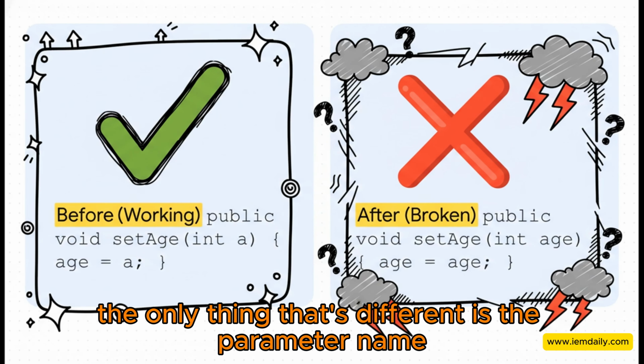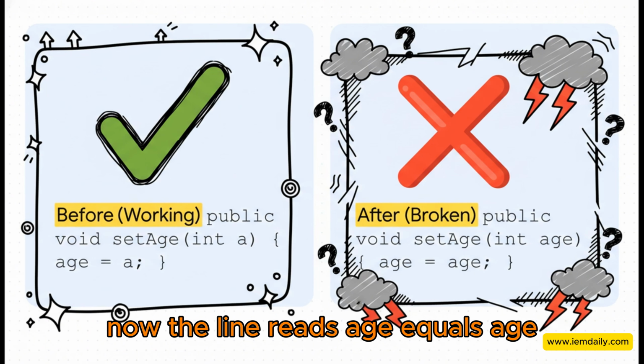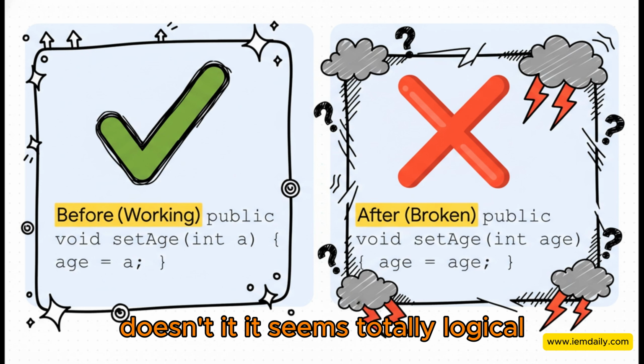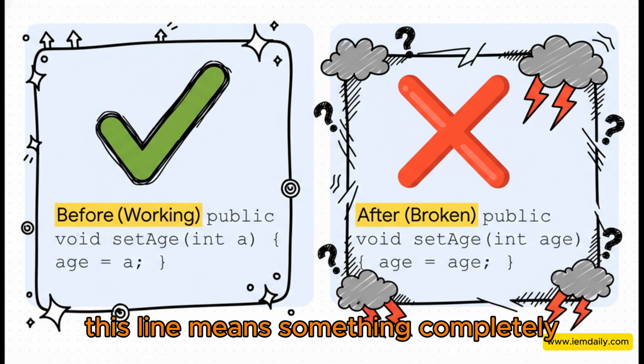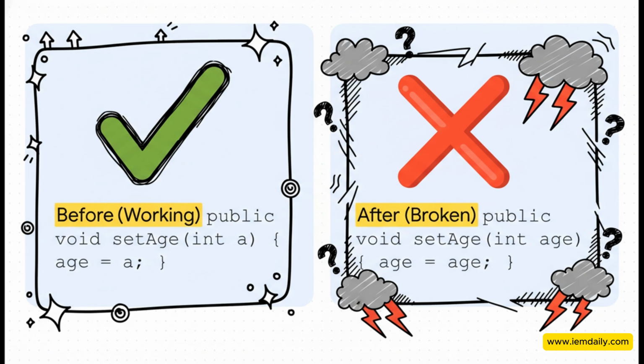Just look at the after code. The only thing that's different is the parameter name. Now the line reads, age equals age. I mean, that looks like it should work, doesn't it? It seems totally logical. But for the Java compiler, this line means something completely different than what we think it means.